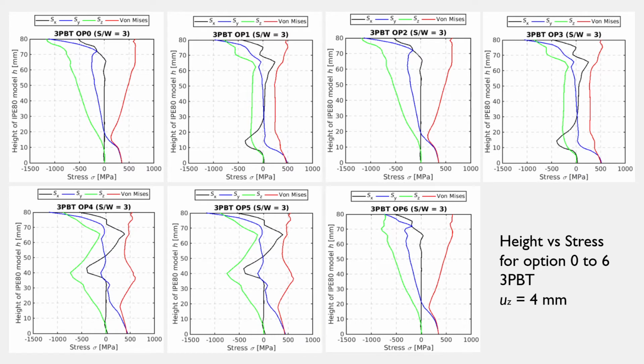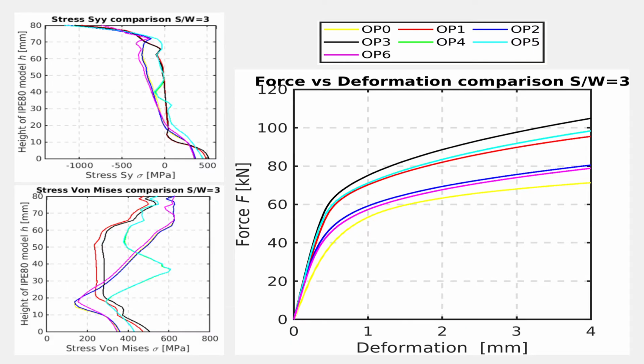Here you can see the height versus the stress graphs for option 0 to 6 in a 3-point bending test and a deformation of 4 millimeters. And here you see a comparison for the SYY stress, for the von Mises stress, and for the force vs deformation comparisons for a value of S2W equal to 3 for the options 0 to 6. And as you can see, option 3 has the highest reaction forces and option 0 the lowest. For option 4 and 5, the curve is exactly the same, so there's no difference between the triangle shape and the rectangular shape.